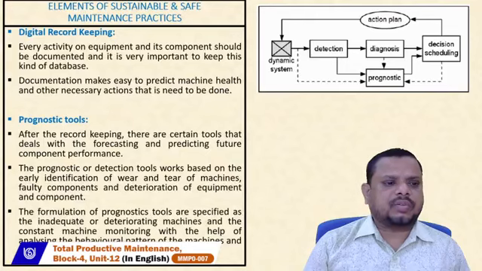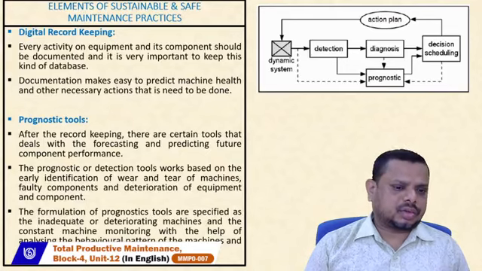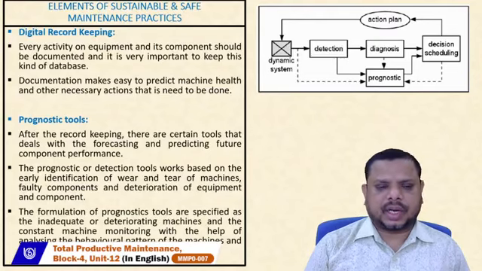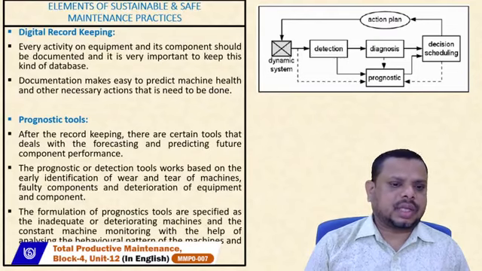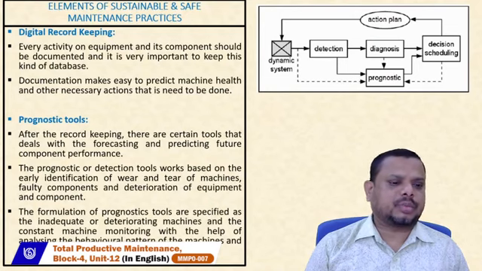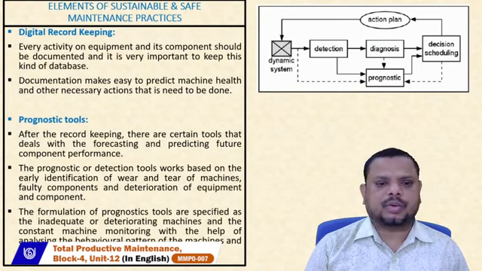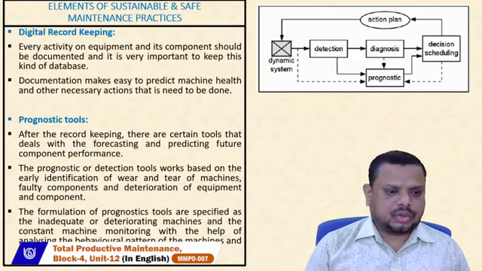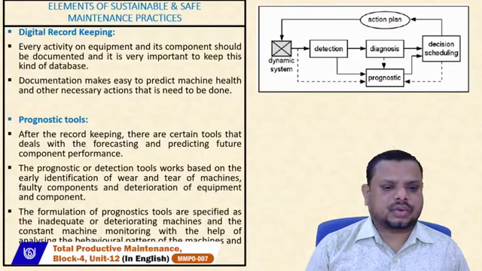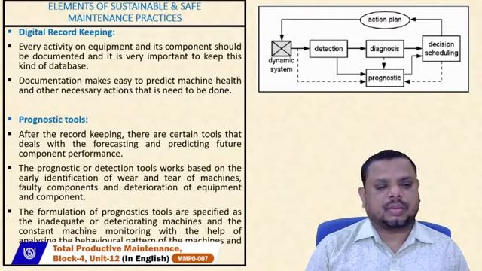The next one is prognostic tools. If you go to point number 1, after record keeping, this is the second practice. There are certain tools that deal with forecasting and predicting future component performance. This is point number 1. And point number 2: prognostic or detection tools work based on the early identification of wear and tear of machines, faulty components, and deterioration of equipment and components.